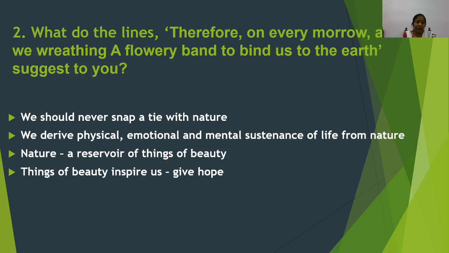We should never snap a tie with nature. By this expression, the poet wants to convey that we should never snap or break a tie with nature, as nature is enriched with such things of beauty. In another way, the poet also wants to say that we derive physical, emotional, and mental sustenance, or life, from nature. All aspects of our life become possible because of the presence of things of beauty in nature. So nature is a kind of reservoir of things of beauty, and things of beauty inspire us. Whenever we are sad, whenever our heart is covered with the screen of sadness, with the help of things of beauty, just by remembering beautiful moments, beautiful people, or looking at some beautiful scene, we can forget our sorrows, and once again we get motivated and we become hopeful.